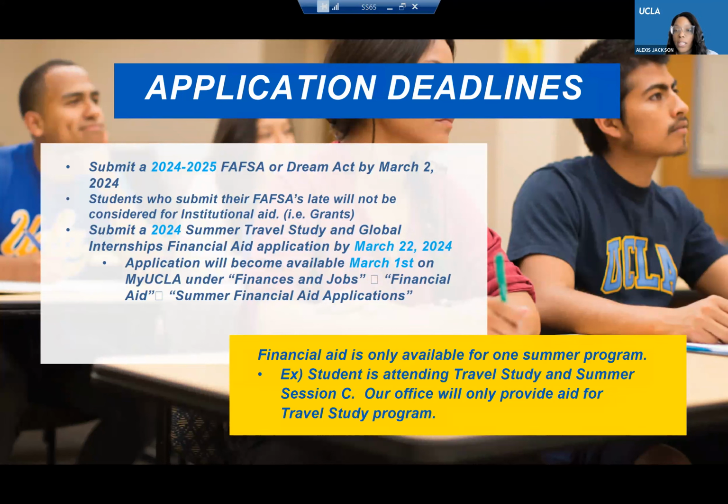As mentioned, you're going to want to submit the 2425 FAFSA or DREAM Act application by March 2nd. Students who submit their FAFSAs late will not be considered for institutional aid, such as grants. You must submit a 2024 Summer Travel Study and Global Internships Financial Aid application by March 22nd, 2024. The application will become available March 1st on MyUCLA under the Finances and Jobs tab. And you're going to want to look for financial aid, summer financial aid applications.